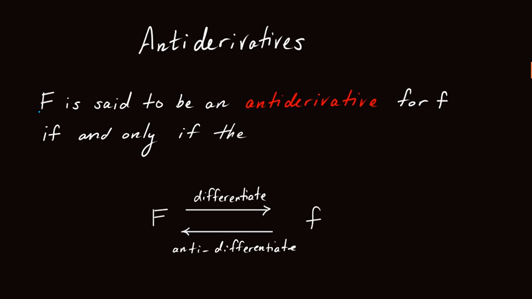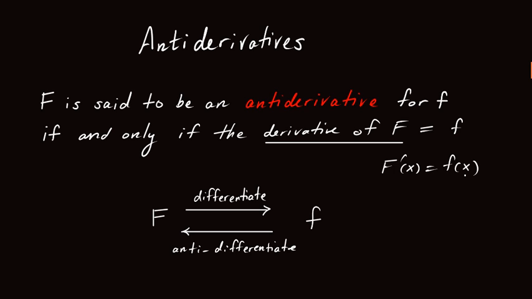Okay, so a function capital F is said to be an antiderivative for little f if and only if the derivative of capital F equals little f. That is, F prime of x is equal to f of x for every x. So the way to think about it schematically is we have capital F. If we differentiate it, we get little f. And if we anti-differentiate it, we get back capital F. Okay, so that's what an antiderivative is. It's good to memorize this definition.